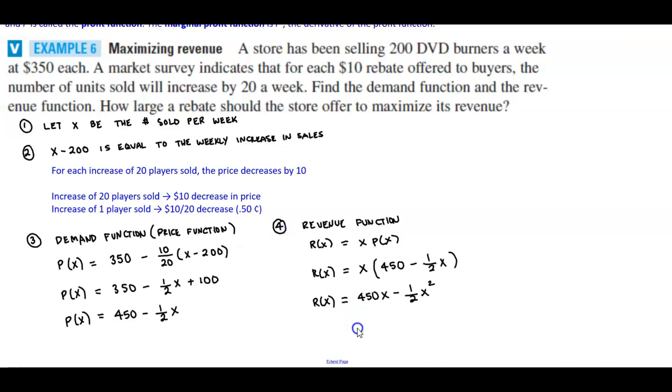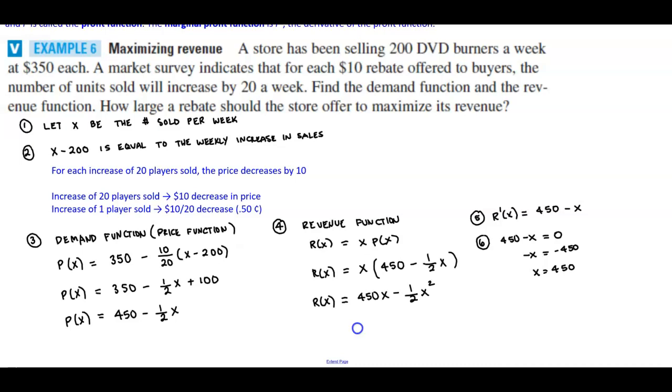Okay, so now we want to find the derivative of the revenue function. So what's the derivative of the revenue function? Well, if we look at the function 450x, we know we're going to get 450. The derivative of minus 1/2 x squared is going to be minus x. And now we're going to set that equal to 0. So we have 450 minus x equal to 0, and solving for x gives us 450.